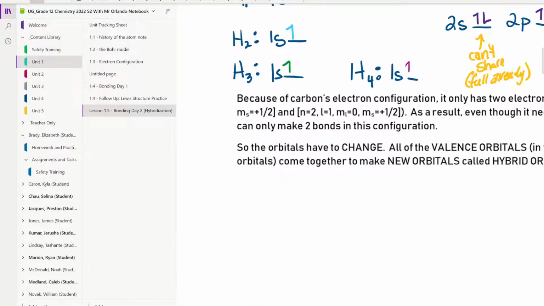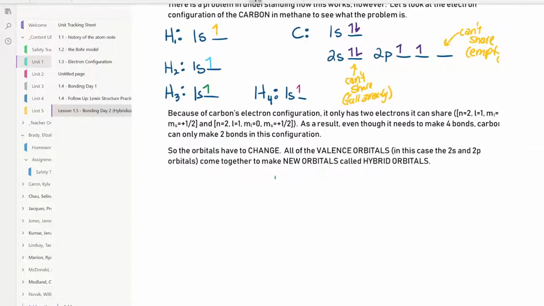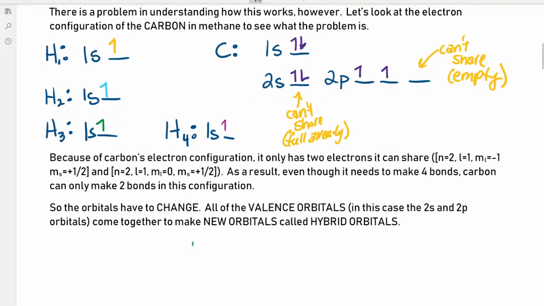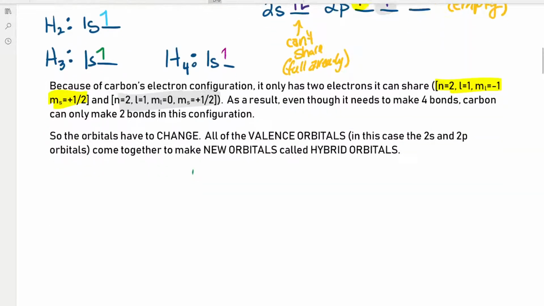Because of carbon's electron configuration, it only has 2 electrons it can share. And I gave you the symbols of them here, this one and this one. So even though it needs to make 4 bonds, carbon can only make 2 bonds in this configuration. So the orbitals have to change.